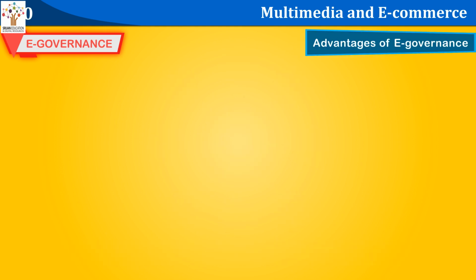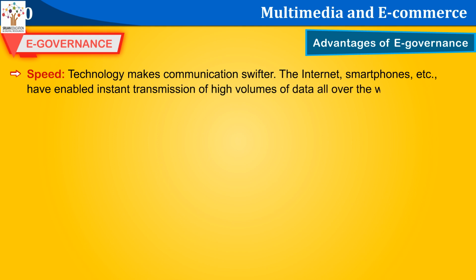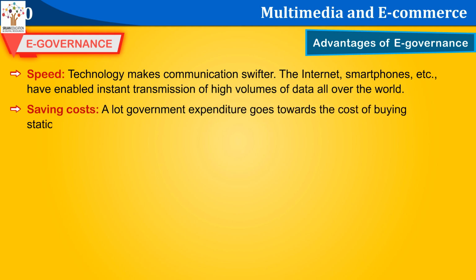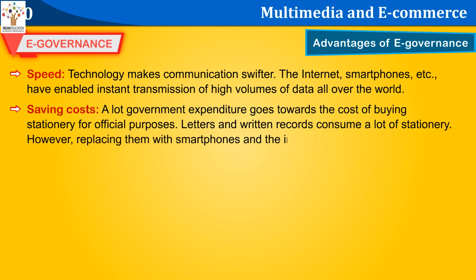Advantages of e-governance. Speed. Technology makes communication swifter. The internet, smartphones, etc. have enabled instant transmission of high volumes of data all over the world. Saving costs. A lot of government expenditure goes towards the cost of buying stationery for official purposes. Letters and written records consume a lot of stationery. However, replacing them with smartphones and the internet can save crores of rupees in expenses every year.